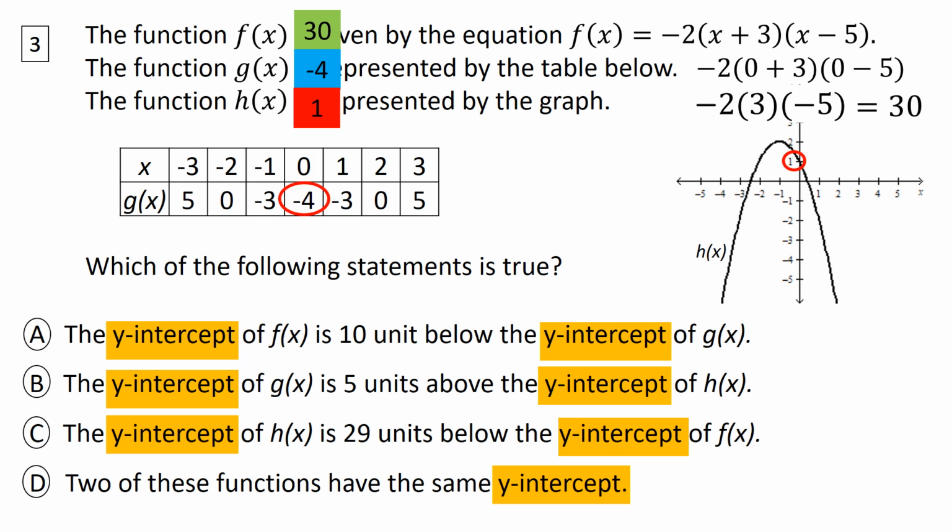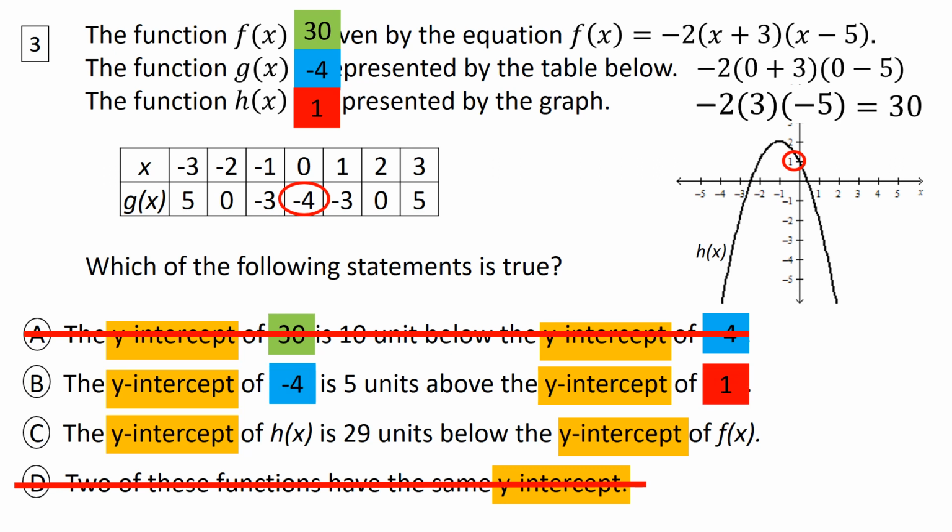Now, starting at the bottom, looking at d down here, 2 of these functions have the same y-intercept. We can tell very easily that's not the case, so that one's out. So maybe we'll start at a. Some people like to go backwards through these. It doesn't really matter. You're going to want to look at all of them anyway, because if you feel like 2 are correct, then you may have to go back and analyze some more. So the y-intercept of f of x is 10 units below g of x. Well, f of x is 30, g of x is negative 4. Is 30 10 units below negative 4? No, that one's not right.